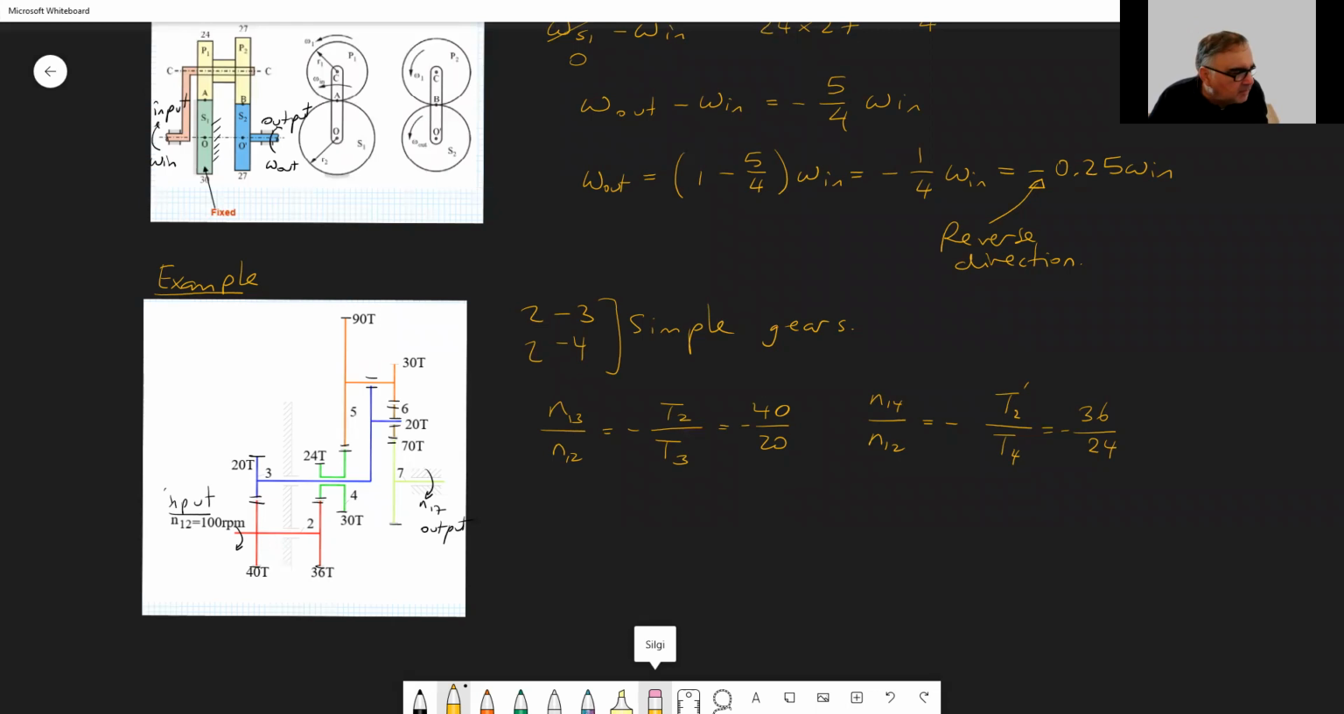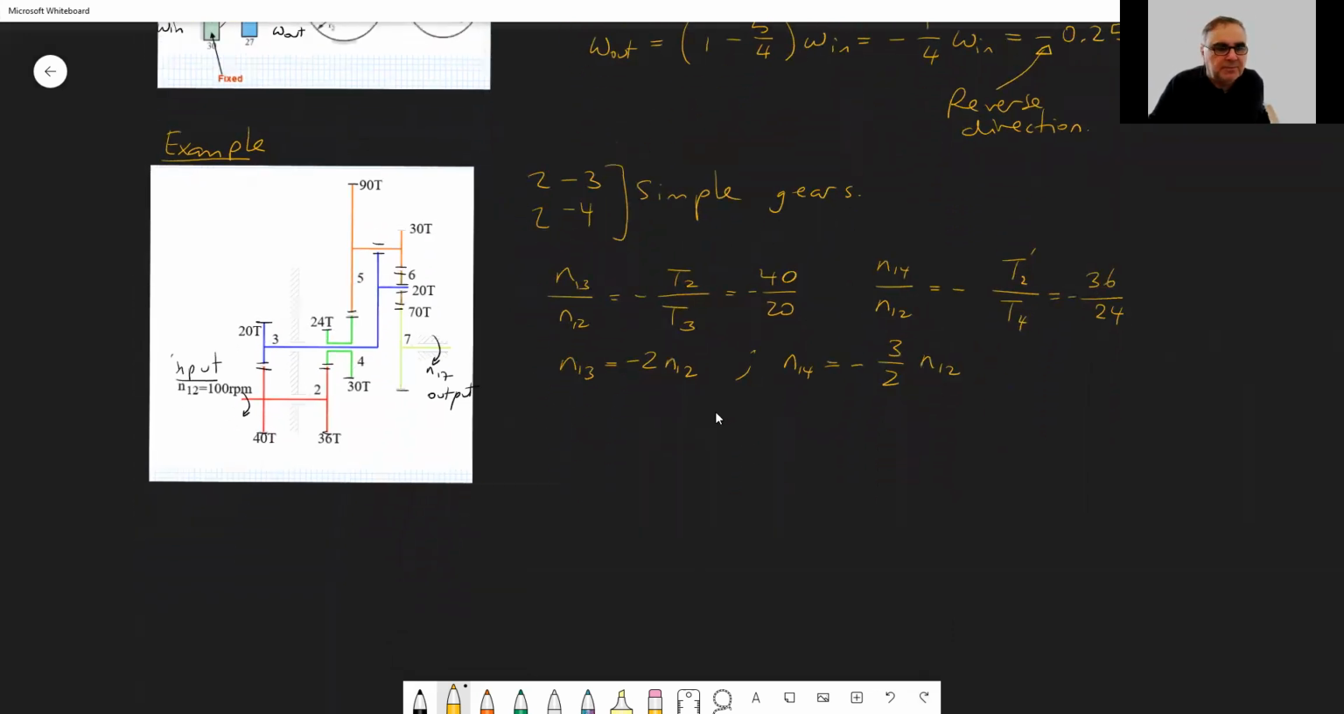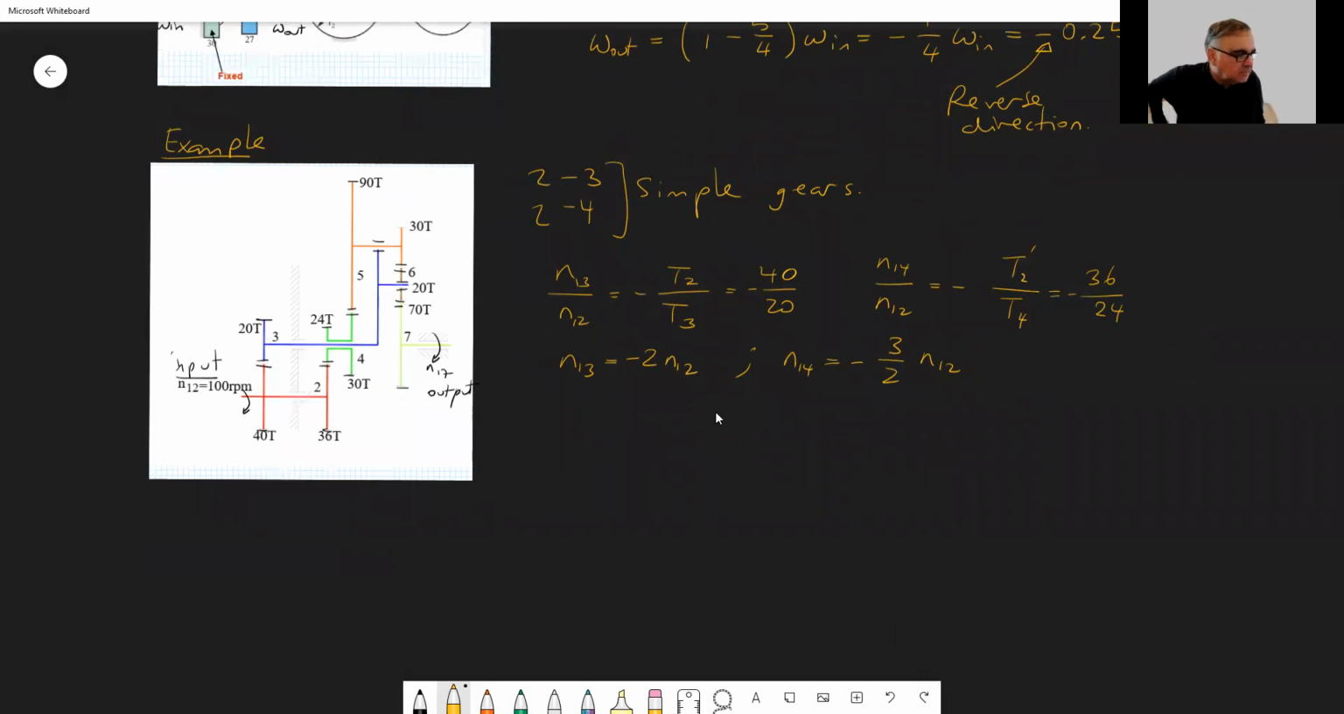So we can find that n13 is minus 2 n12, and n14 from the above equation is minus 3 over 2 n12. Okay, this is kind of all right. It's easier to understand.